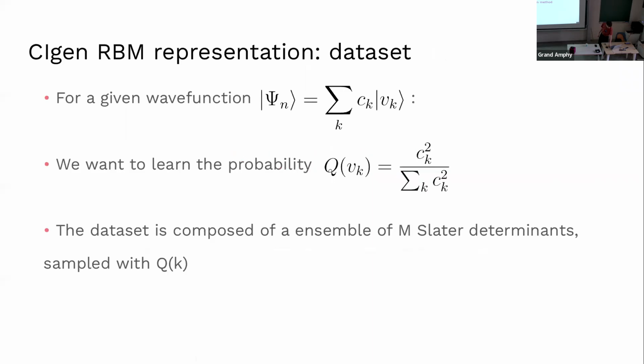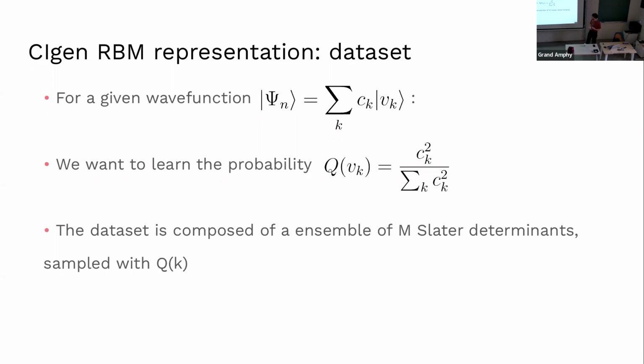So in the CIGen method, I will try to use generative machine learning to enhance the Monte Carlo procedure. I first need the data set to train my model on. For a given wave function Cn, that is the sum of Slater determinants with coefficients Ck, I want to learn this probability Q, which is the bound probability in my truncated Hilbert space.